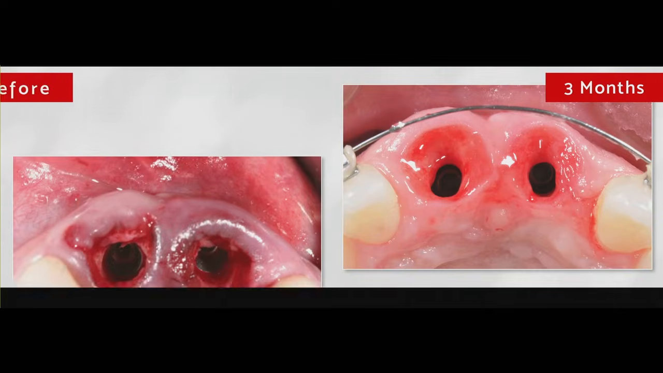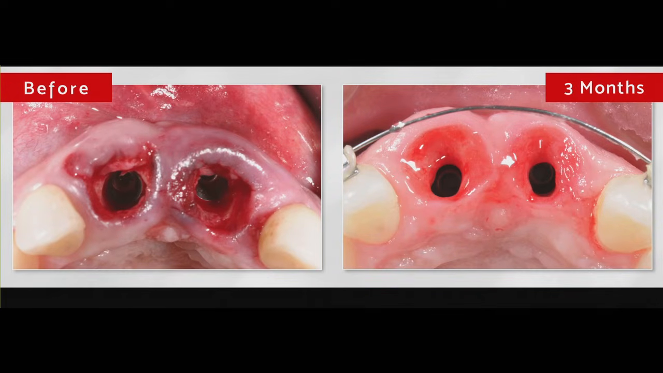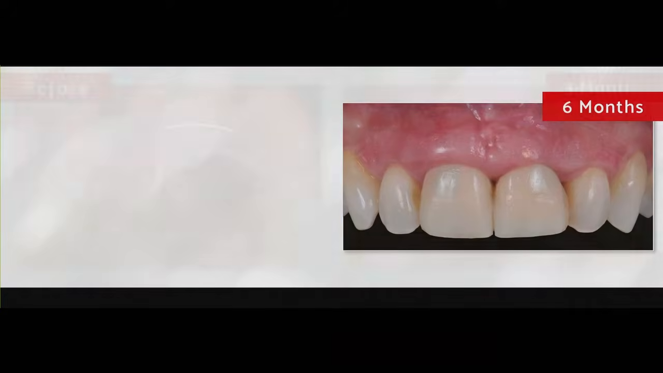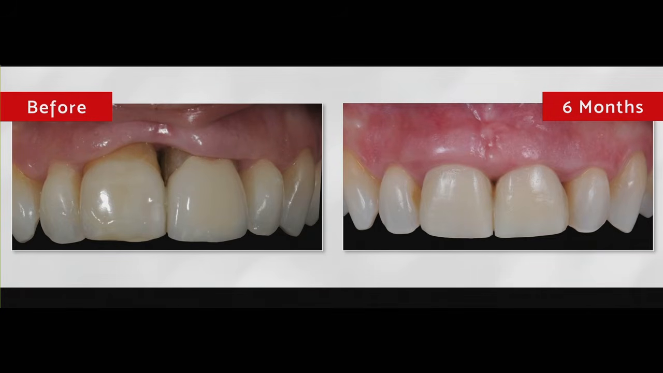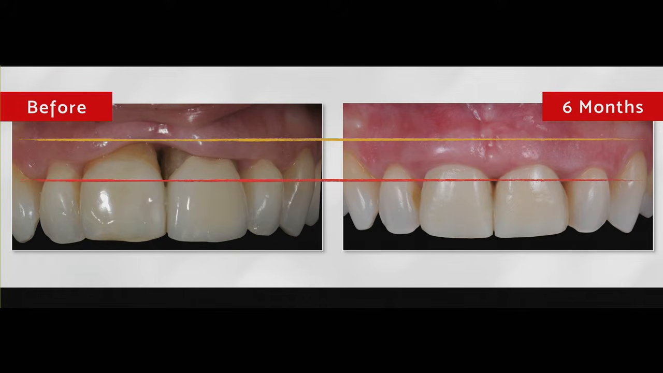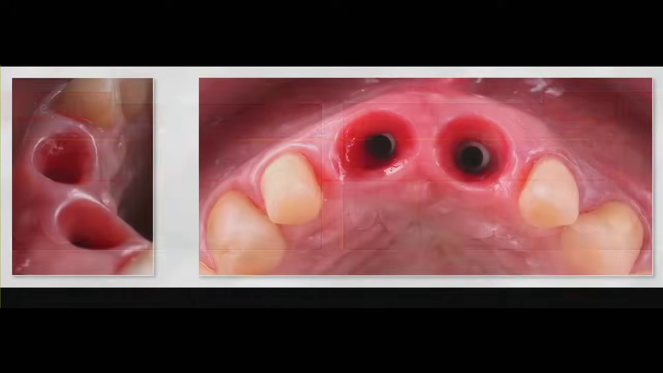So, 3 months post-op, make a comparison before and after. We have the maintenance of the anatomical contour of the soft tissue. After 6 months, if we make a comparison with how everything started, we have a huge difference in gingival architecture position in the apical coronal direction. So after 4 months, we took the impression, but take a look.